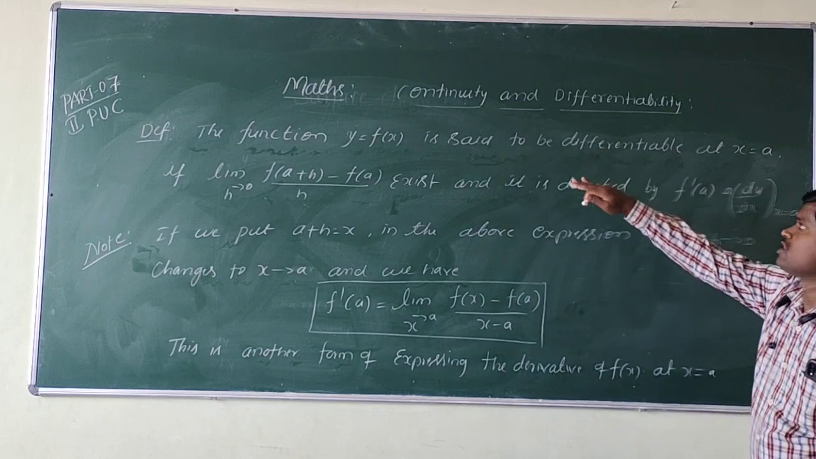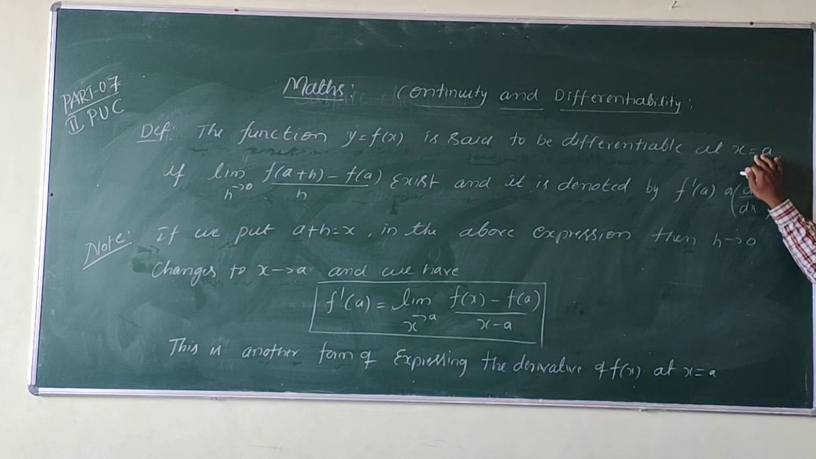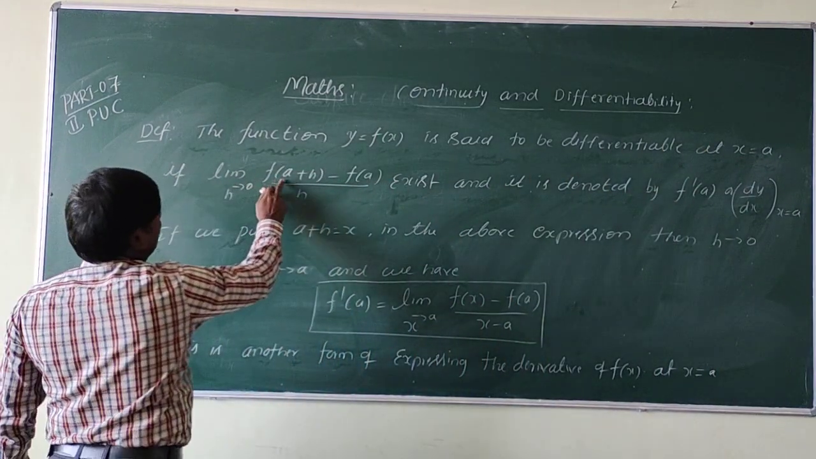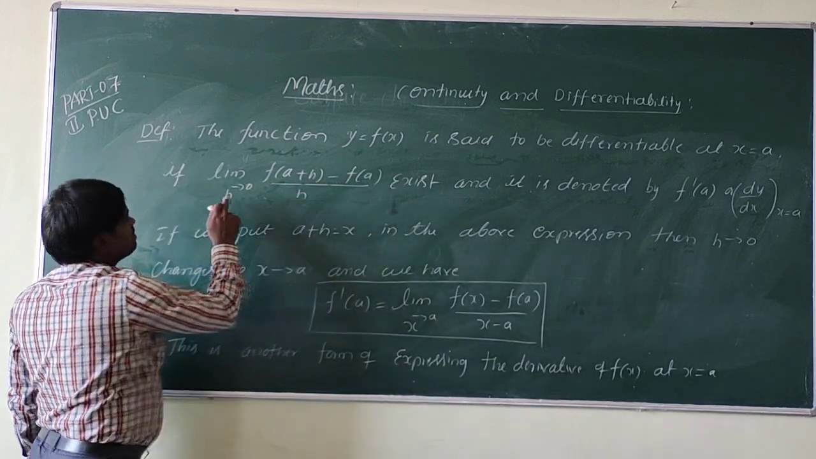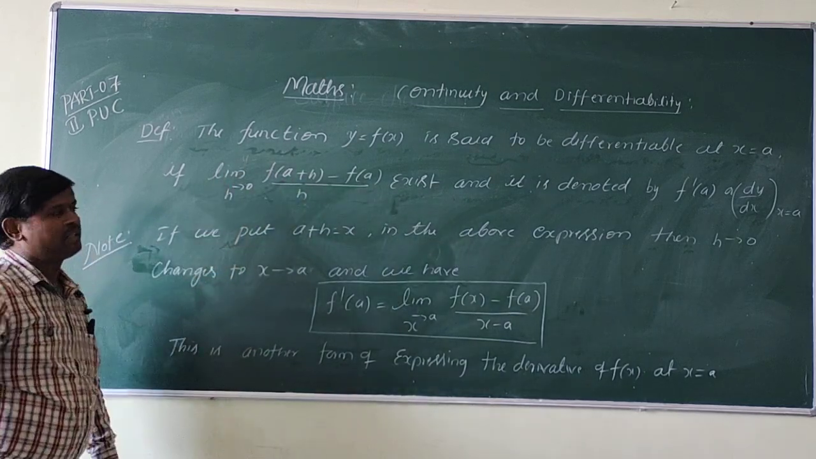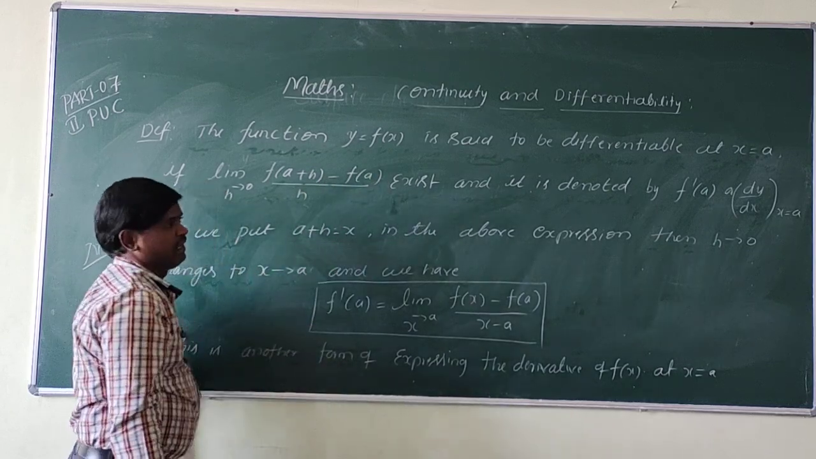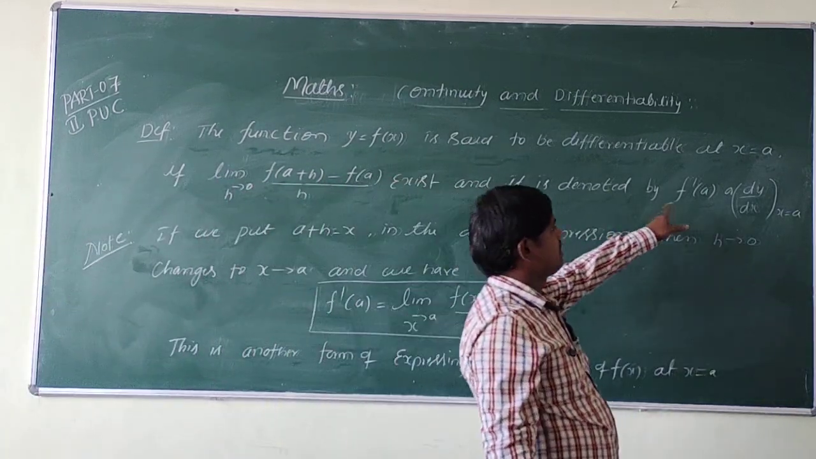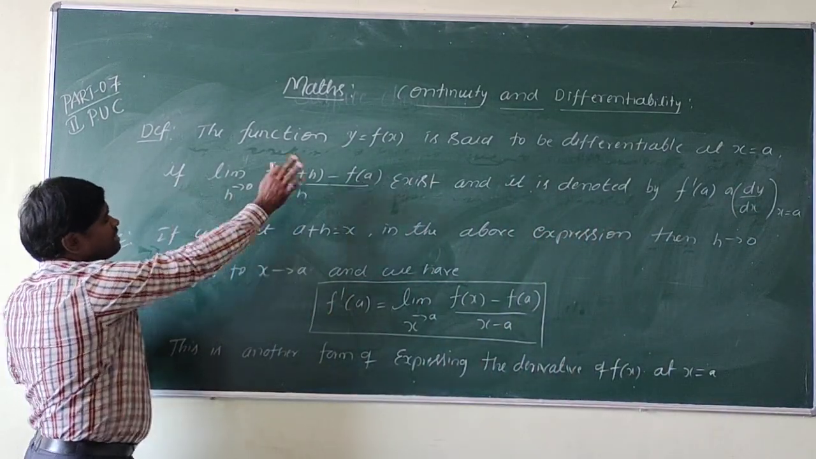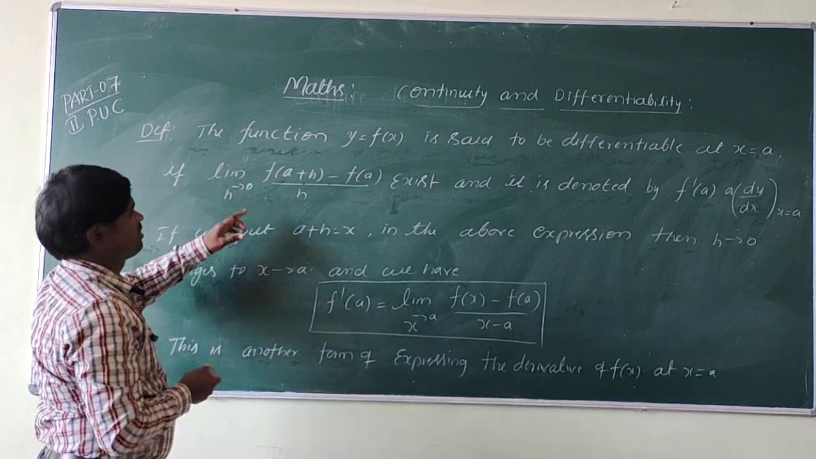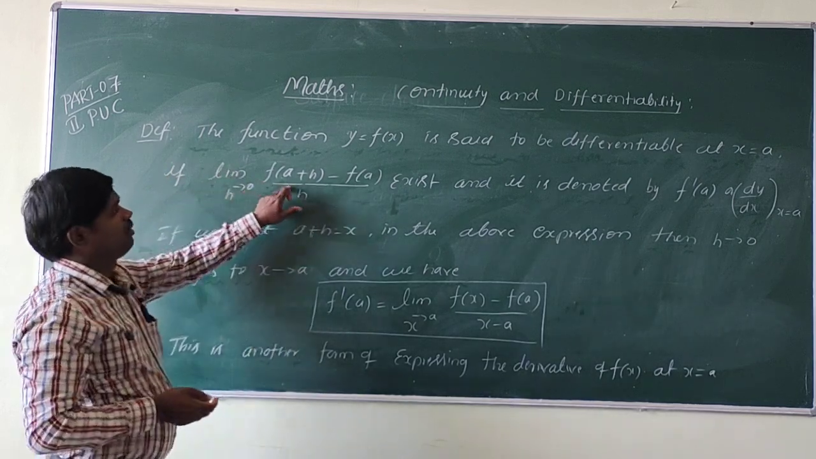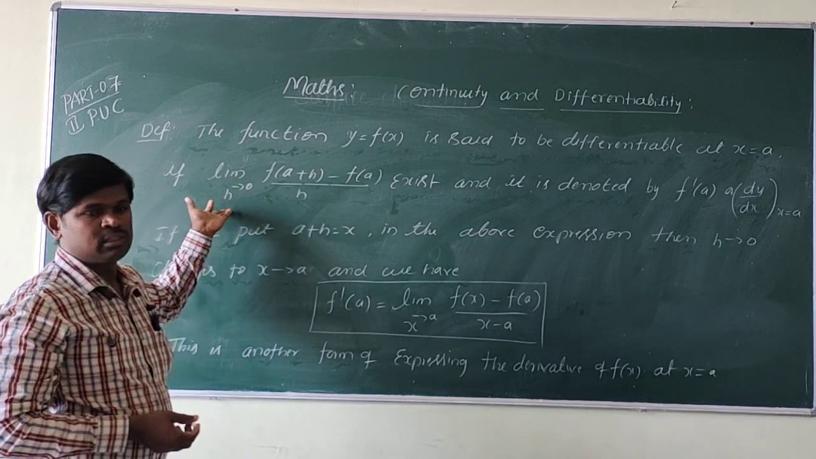The function f of x is said to be differentiable at x is equal to a, that is, at a particular point x is equal to a, if the limit of f of a plus h minus f of a divided by h as h tends to 0 exists. We already discussed in the previous class how it comes. It is denoted by f dash of a or dy by dx at x is equal to a. So f dash of a is equal to the limit of f of a plus h minus f of a divided by h as h tends to 0. Already you know that.